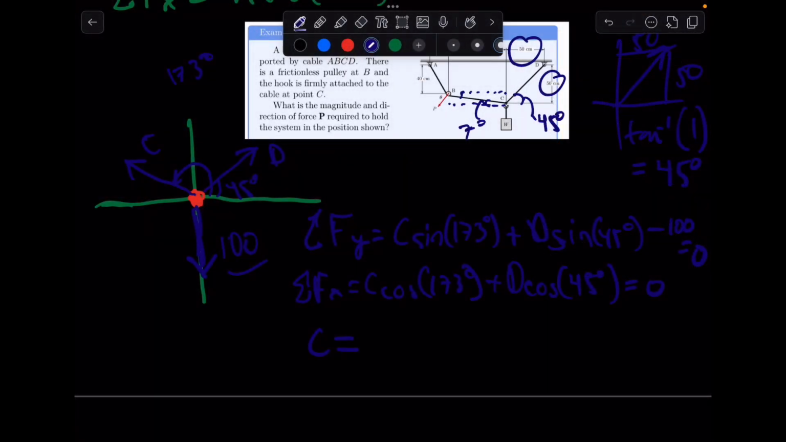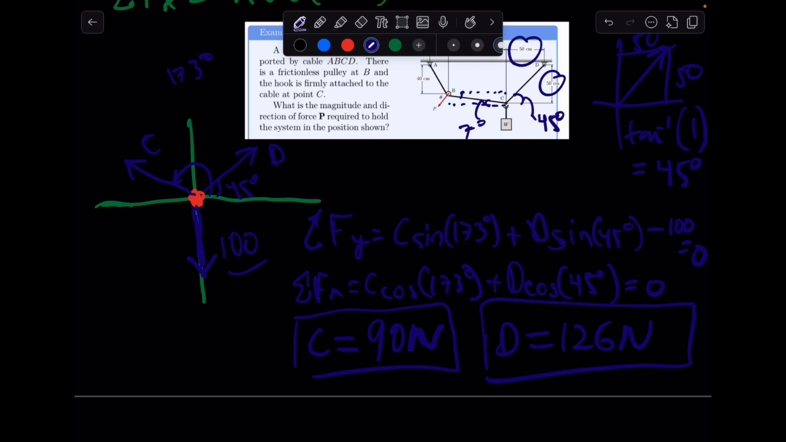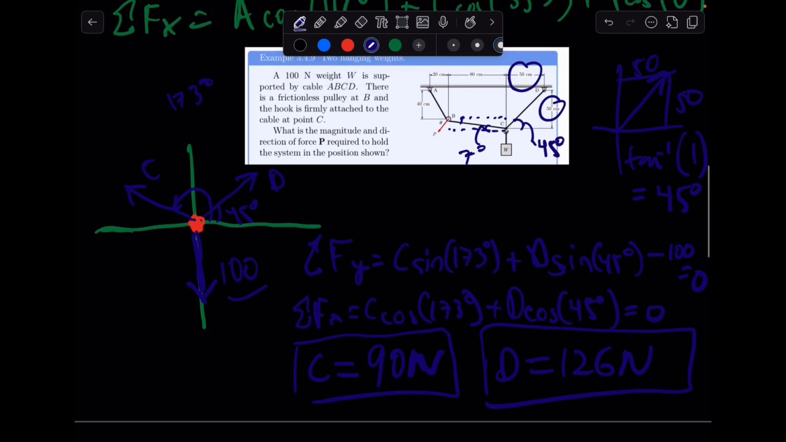Okay, so once we figure out the system of equations, we see that C equals 90 newtons, and D equals 125, or let's say 126 newtons to round up. So now we have magnitudes and directions of each of these force vectors. Now let's go back to the question.